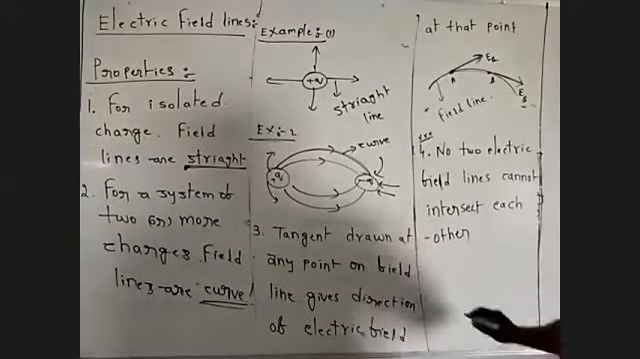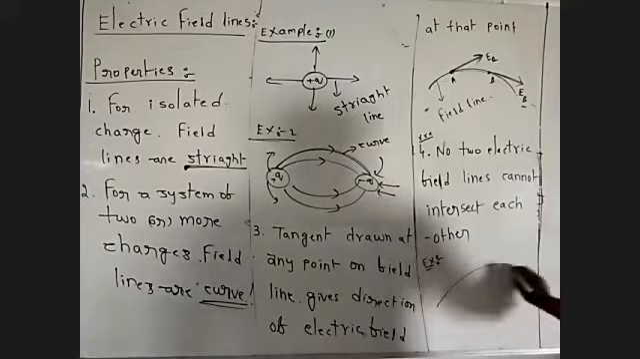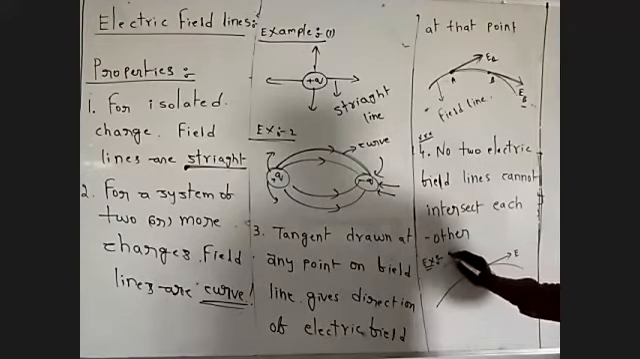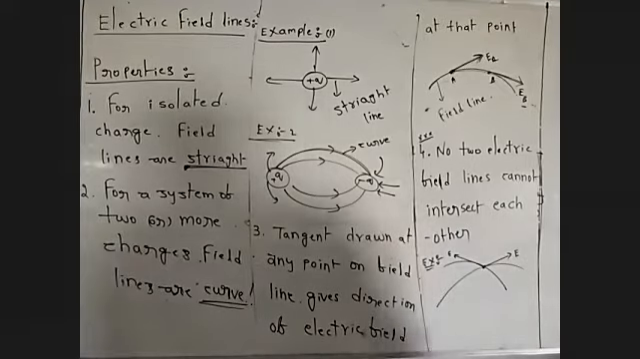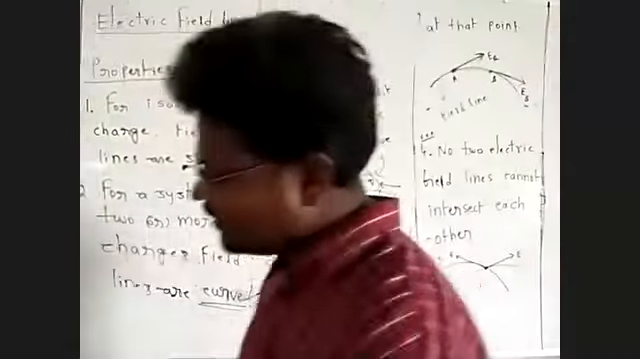For example, at this point, this is the electric field. Now the electric field at this point: field line number one, field line number two.